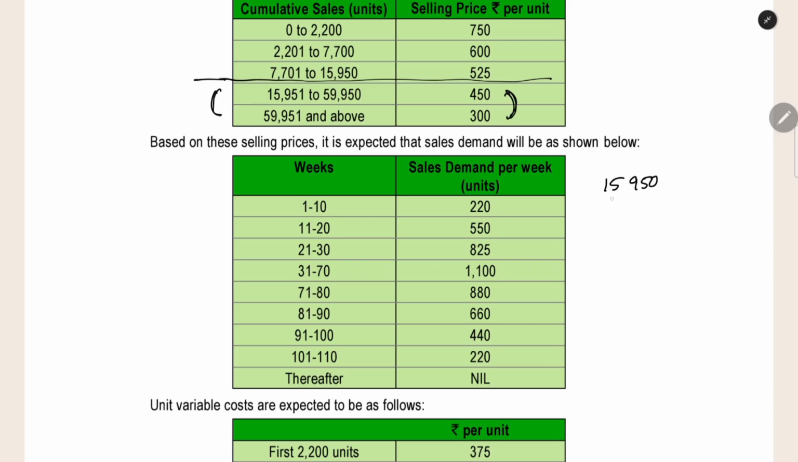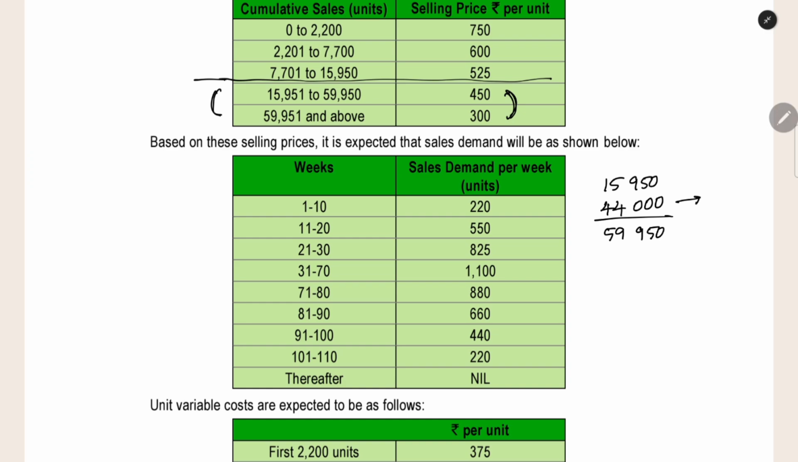Here, after selling in the introduction and growth stage, we are going to sell 44,000 units in the maturity stage. Total how much? We will be selling a total of 59,950 units in total in introduction, growth and maturity stage. This is in the introduction and growth stage. This is in the maturity stage. Now, for the first 15,950 units, we already found out the sales price and variable cost. It is already given in the question. For this 44,000 units, we have to find out the selling price.